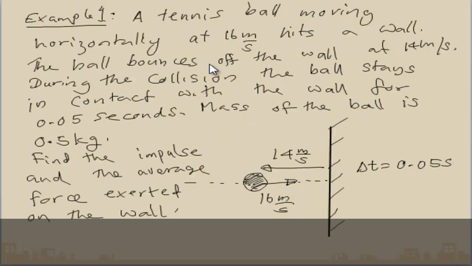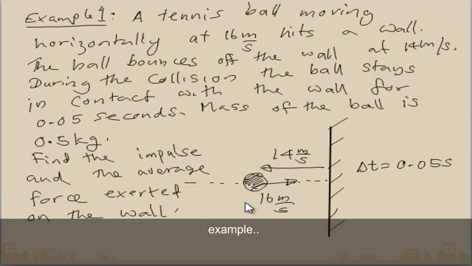Now let's go over an example. A tennis ball moving horizontally at 16 meters per second hits a wall. The ball bounces off the wall at 14 meters per second. During the collision, the ball stays in contact with the wall for 0.05 seconds. Mass of the ball is 0.5 kilograms. Find the impulse and the average force exerted on the wall.